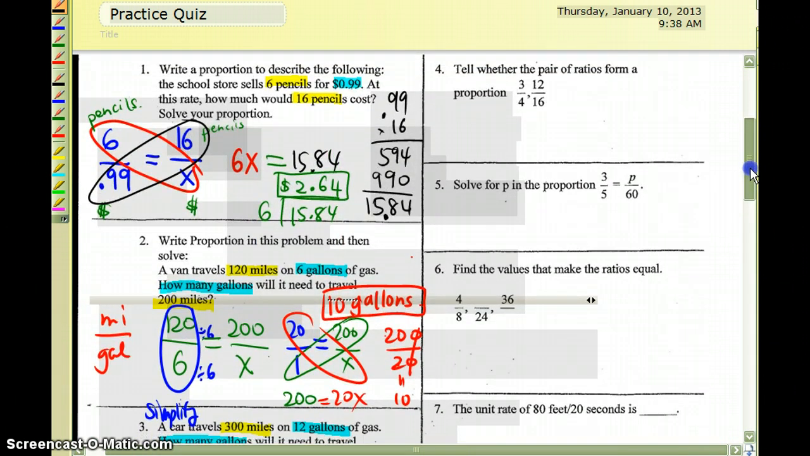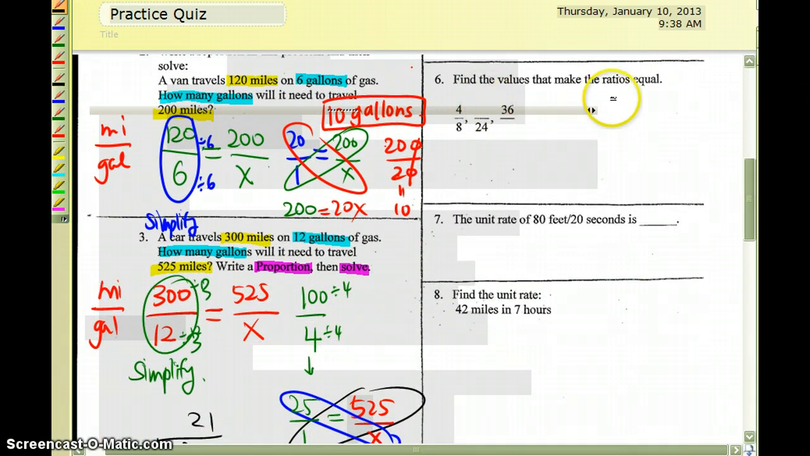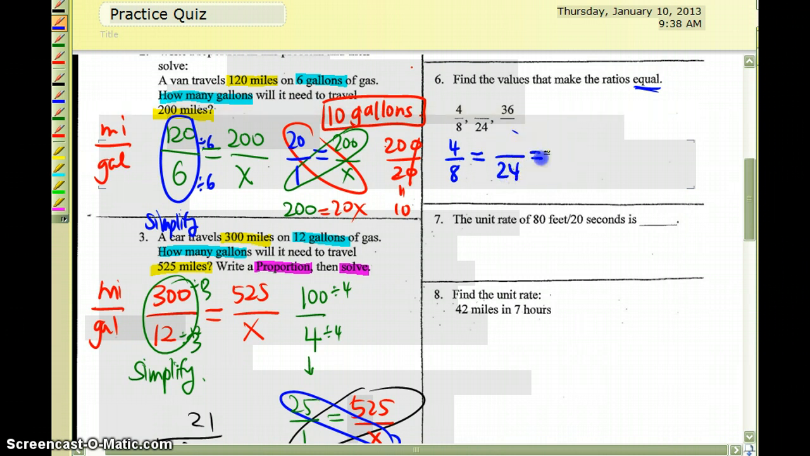Try 4 and 5 by yourself. For number 6, you're finding the values that make the ratios equal, like these missing pieces. And they should be equal. So if I wrote 4/8 should equal to something over 24, and that should also equal to 36 over something, what would those missing pieces be? So there are several ways to look at this. I do notice that I could do some cross multiplying to figure out missing pieces. Okay, I could do that.